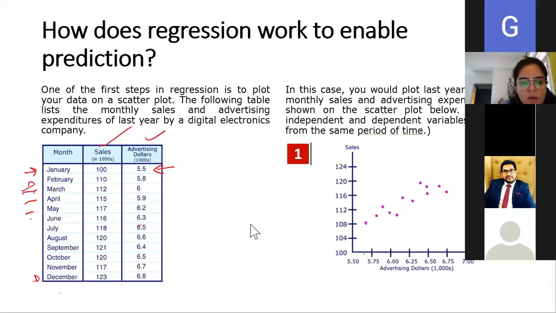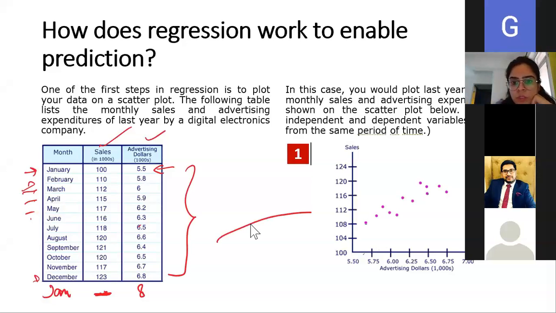Now, if I have to find, say I spend $8,000 here, then what will my sales be? That is something you can do from regression. What you are trying to do is plot this data, and you will try to fit a line in this data. So up to here, we already had this data.